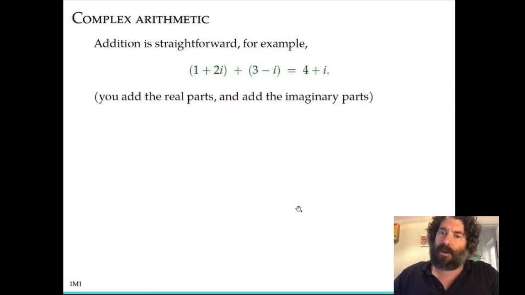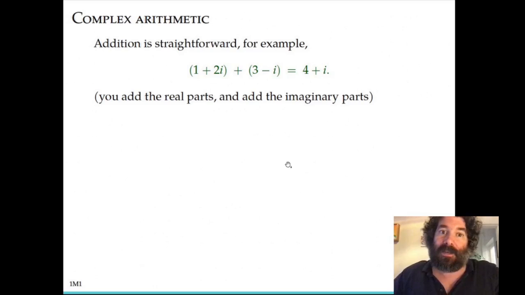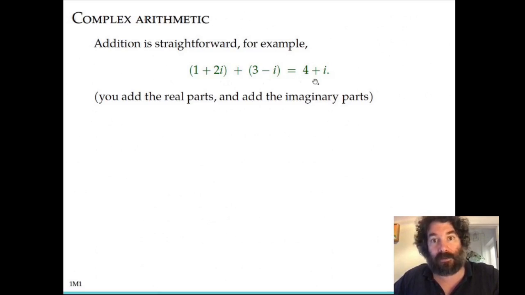Okay, so let's talk about how we can do arithmetic with complex numbers. So we can do the same operations that you can do with real numbers I was discussing at the beginning: addition, subtraction, multiplication, division, with complex numbers. So first of all, addition, there's not really any problem here. So we have two complex numbers. In order to take the sum of these two complex numbers, we simply add the real parts together and add the imaginary parts together. So we have 1 plus 2i plus 3 minus i. The sum of the real parts is 4. The sum of the imaginary parts is 2 minus 1, so 1. So the sum of these two complex numbers would be 4 plus i.